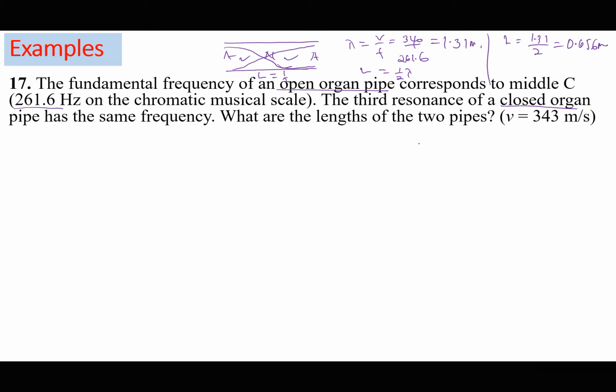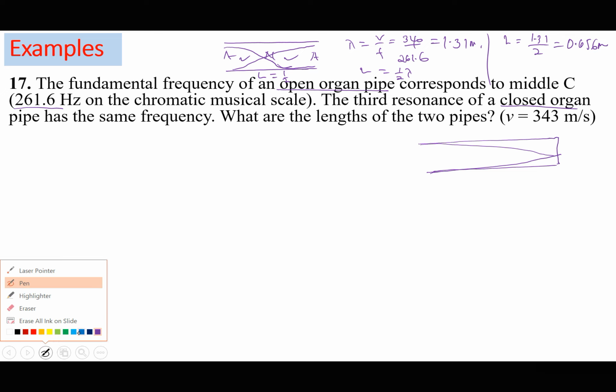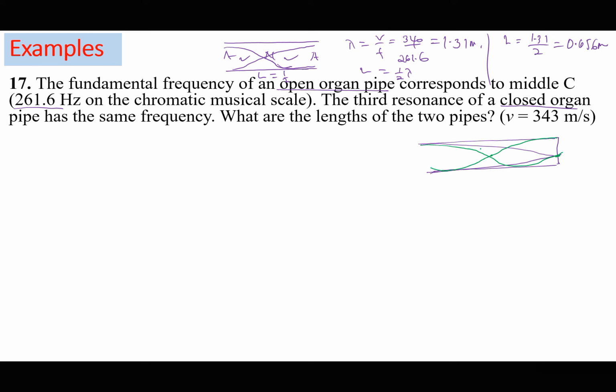Then the third resonance of the closed organ pipe has the same frequency. Remember, for the first resonance we have something like this. For the second resonance, we introduce another node. So if I introduce a node, I would have something like this, where we have one node there.